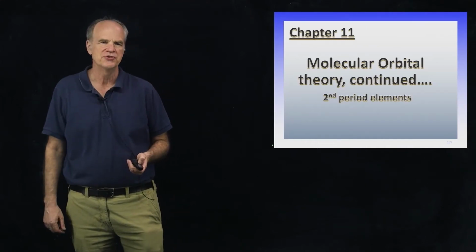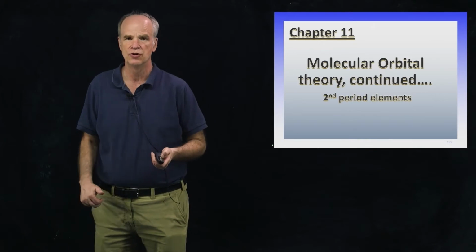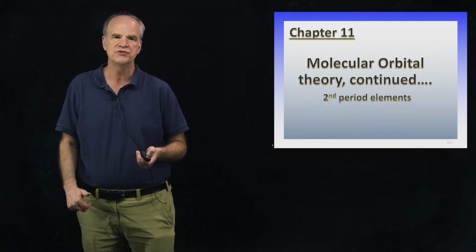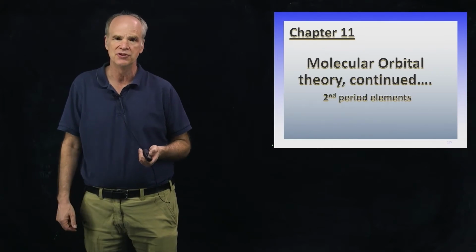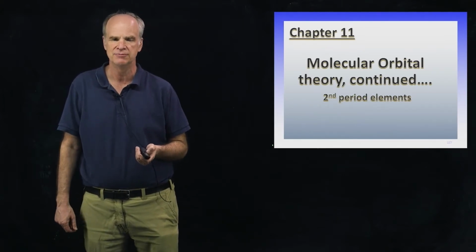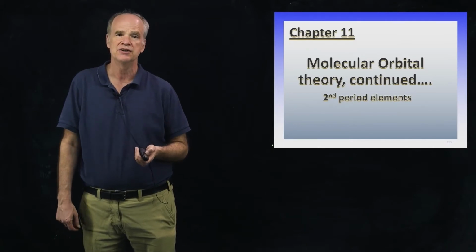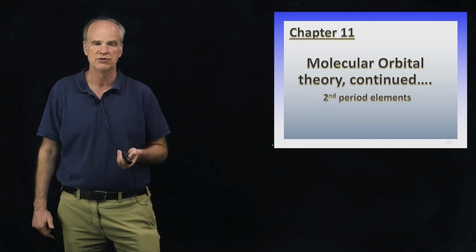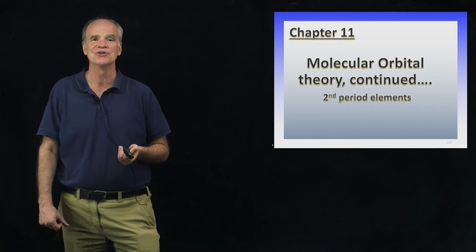Hey, welcome back to chemistry, and we're continuing on our look at molecular orbital theory. What we previously looked at was how the simplest atoms like hydrogen and helium, you can take two of those atoms and bond them together and create two molecular orbitals. And now we're going to go into more complex molecules.